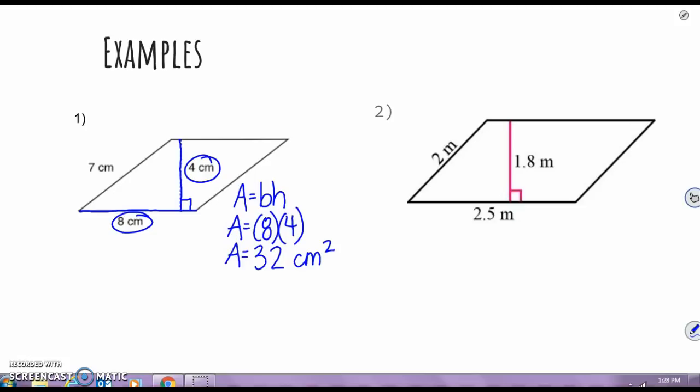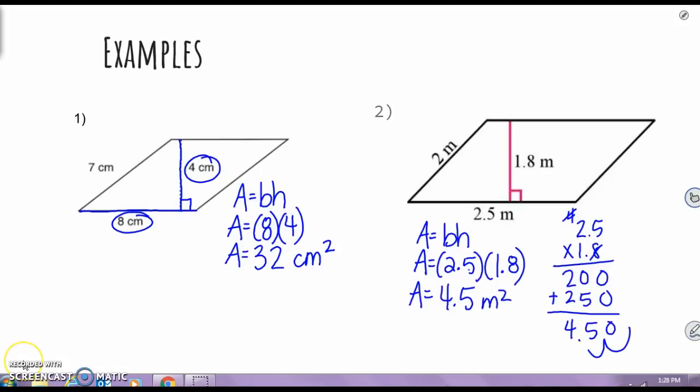Try example number 2 on your own. Pause the video and see what you can get for the area of the parallelogram. If you found the area for number 2 to be 4 5/10 meters squared, you solved the problem correctly. Check your work to see if it matches mine.